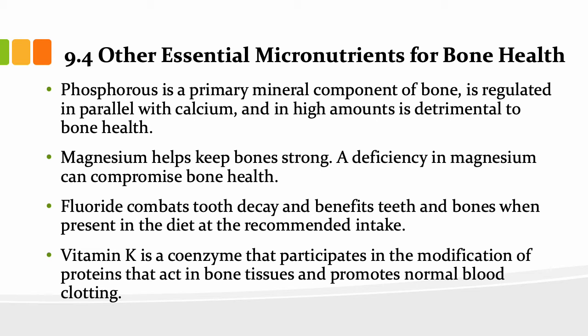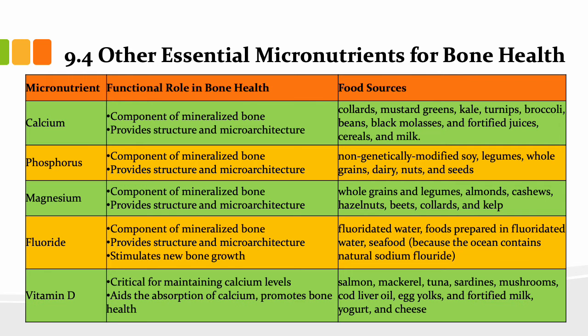Phosphorus is the primary mineral component of bone, and it's regulated in parallel with calcium. However, too much phosphorus is detrimental to bone health. Magnesium also helps to keep bones strong, and a deficiency in magnesium can compromise bone health. Fluoride combats tooth decay and benefits the teeth and the bones when present in the diet at the recommended intake. Vitamin K is a coenzyme that participates in the modification of proteins that act in bone tissues and promotes normal blood clotting. The table on this slide lists the nutrients essential for bone health, their function in bone health, and food sources.